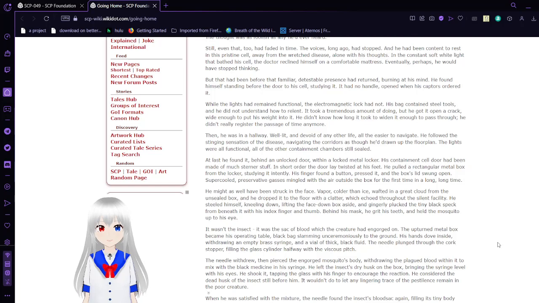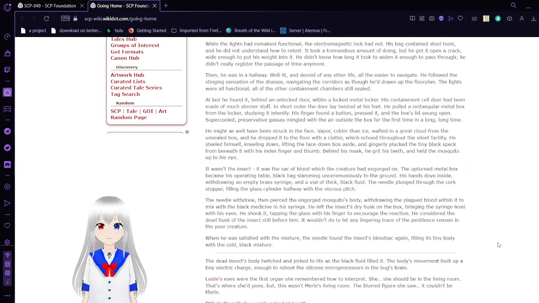The doctor reclined himself on a comfortable mattress. Eventually, perhaps, he would have stopped thinking of what that would have been before, or that familiar, detestable presence had returned, burning at his mind. He found himself standing before the door to his cell, studying it. It had no handle, opened the way his captors ordered it. But the lights had remained functional, though the electromagnetic lock had not. His bag contained steel tools, and he did not need to understand.